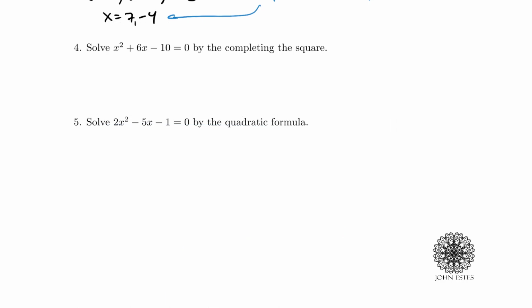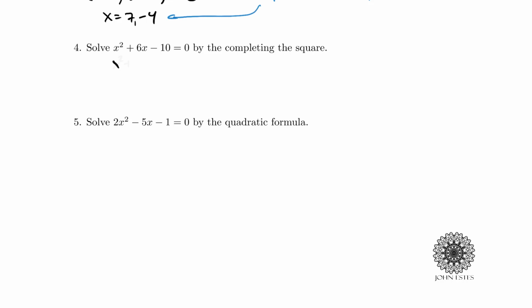Okay, for number 4, we have x squared plus 6x minus 10 equals 0. We're going to solve this by completing the square. You can start off by trying to factor it, but you'll realize you can't find two things that multiply to give you negative 10 and add to give you positive 6. So we're going to move on to completing the square.